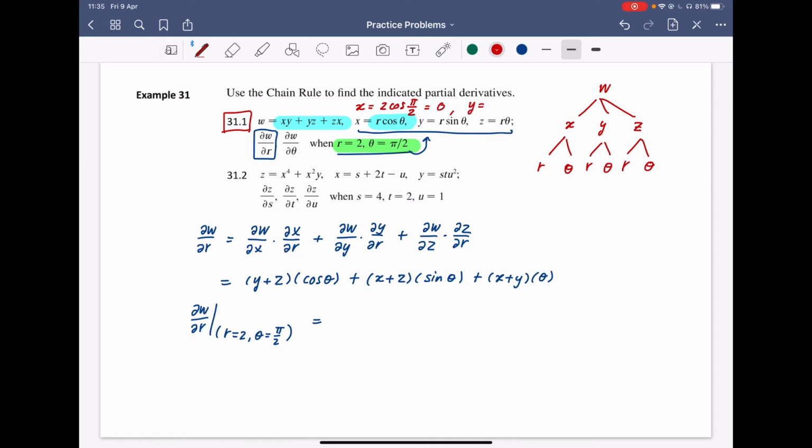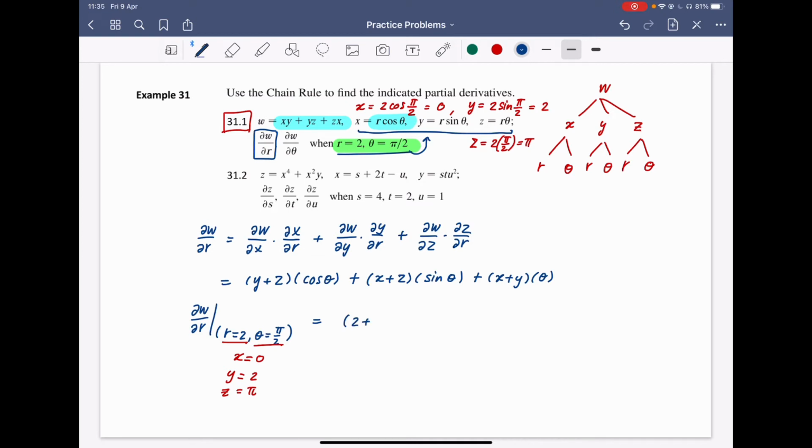And then y equal to r times sine pi over 2, which is 2 times sine pi over 2, which is 2 times 1, which is 2. And then z equal to r times theta, which is 2 times pi over 2, which is pi. So when r equal to 2 and theta equal to pi over 2, you get x equal to 0, y equal to 2, and z equal to pi. Make sense? And then after that, you come back to the original question and you plug in the numbers.